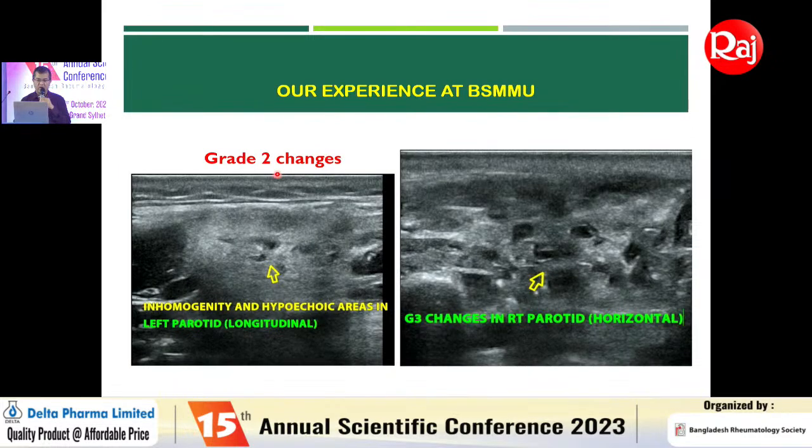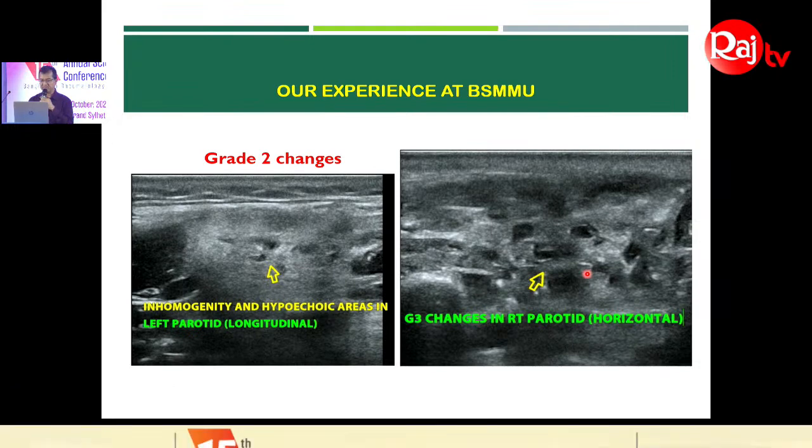So in our BSc department, we regularly perform salivary gland ultrasonography, and this is one of the patients who have grade 2 changes. There are some hypoechoic areas along with some inhomogeneity in the left parotid gland, and diffusely present hypoechoic areas in the whole gland in the right parotid gland. So the left gland has grade 2 changes, and the right parotid has grade 3 changes.